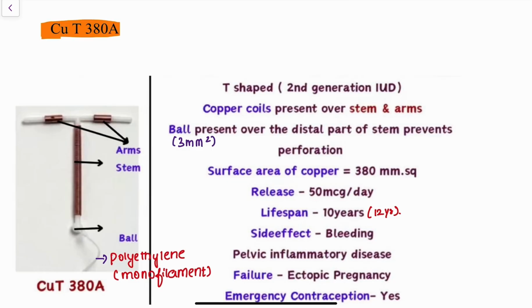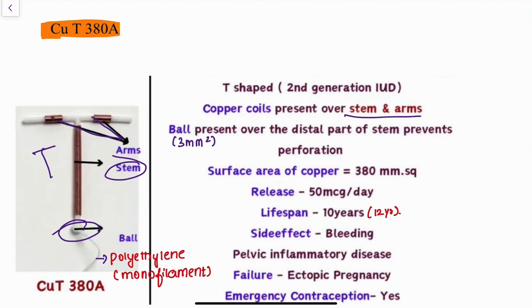So the first one is copper T380A. As the name signifies, as you can see in this image, copper T is a T-shaped device, right? And it is a second generation IUD. We know that copper containing intrauterine devices are second generation IUDs. As you can see in this image, copper is present over the stem and the arms. This portion is the stem and this portion is the arm. So both in the arms as well as in the stem of the copper T, copper is present.